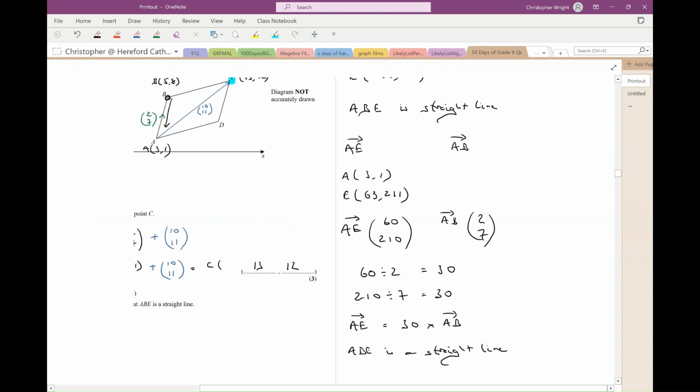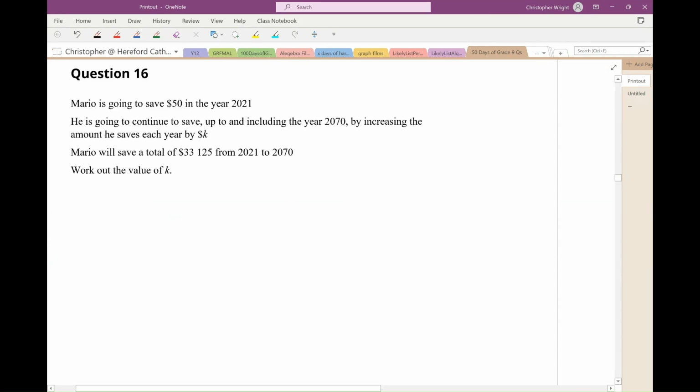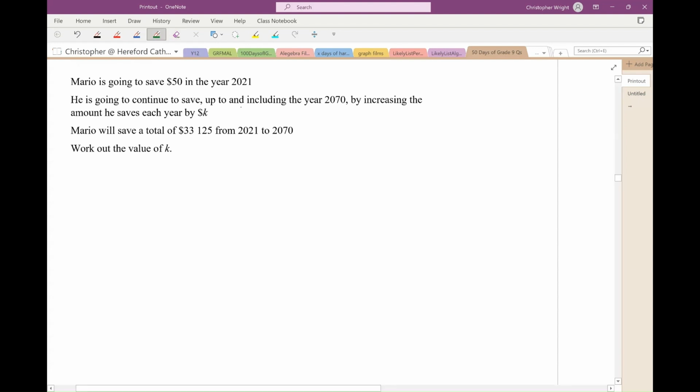There we go. That is question 15 done. Question 16. Let's have a look at this one. Mario is going to save £50 in the year 2021. He's going to continue to save up to and including the year 2070 by increasing the amount he saves each year by k. I think this is going to be an arithmetic sequence going up by k each time. Mario will save a total of that much from 2021 to 2070. Work out the value of k.